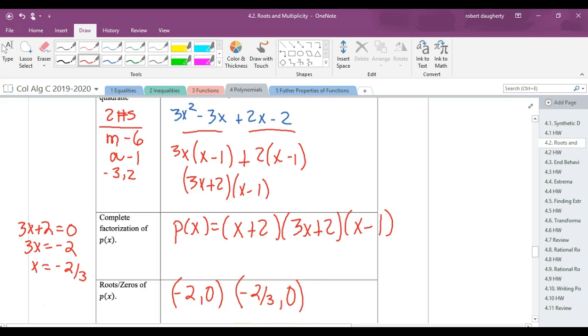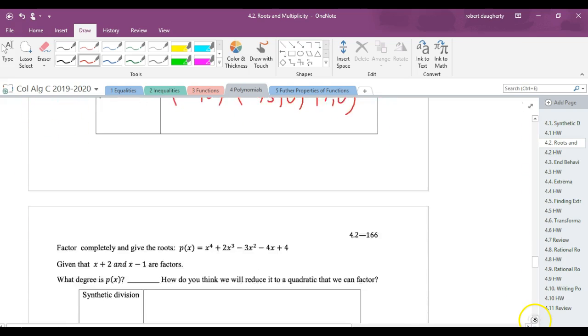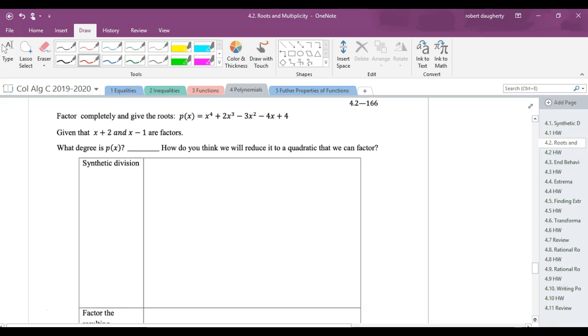And what's the other one? 1, 0. Is there any multiplicity to any of these roots? No. So what will happen when I graph this at each of those points? I will cross the axis, okay? So right now we're not doing the graphing. That's going to come a little bit later. We just need to make sure we're pretty solid on the algebra skills.